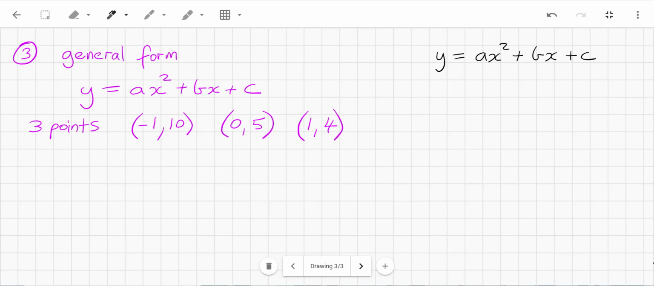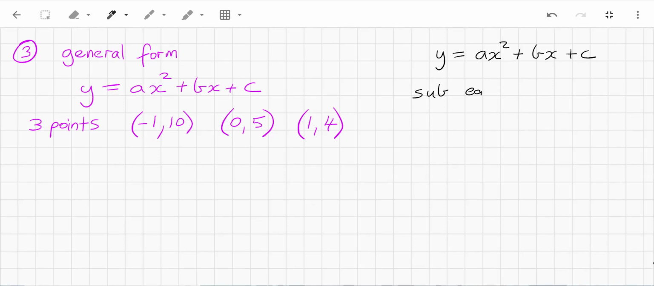So to solve this one, I'm going to have to set up a series of simultaneous equations and then use elimination to figure out a, b, and c. So I'm going to sub each point into this generalized form. So the first one, the point is (-1, 10). So I have 10 is equal to a - b + c, and I'm going to call that equation 1.